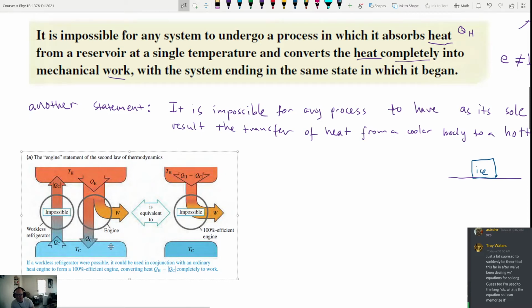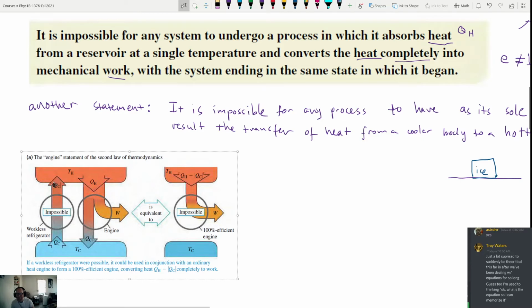It's talking about a workless refrigerator. Okay, so it says if a workless refrigerator were possible, it could be used in conjunction with an ordinary heat engine to form a 100% efficient engine, converting heat QH minus QC completely into work. So what does this look like? Okay, so the workless refrigerator would be a refrigerator that took heat QC, dumped it to QH, but these two are exactly equal to each other here. So there's no work, there's only one QC. The QC that comes in is the same as the QC that goes out. That would mean your refrigerator is basically just dumping 1,000 joules of energy out into the environment constantly.